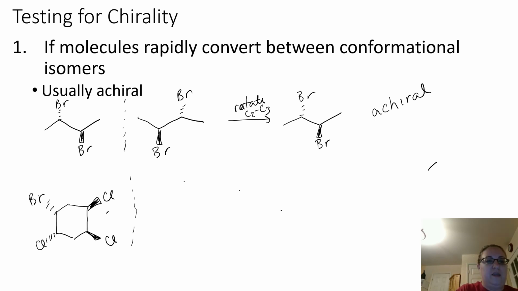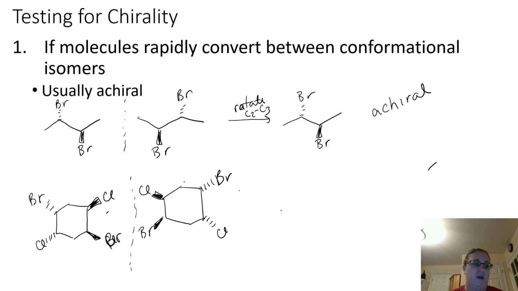Once again, I want to look at the mirror image because we have to be able to decide if that mirror image is going to be superimposable or not. So I'm going to draw the mirror image. Let's make that a Br. So there's my mirror image of my structure.